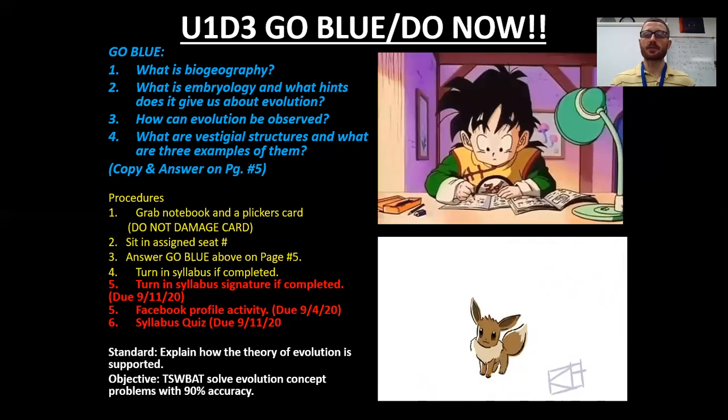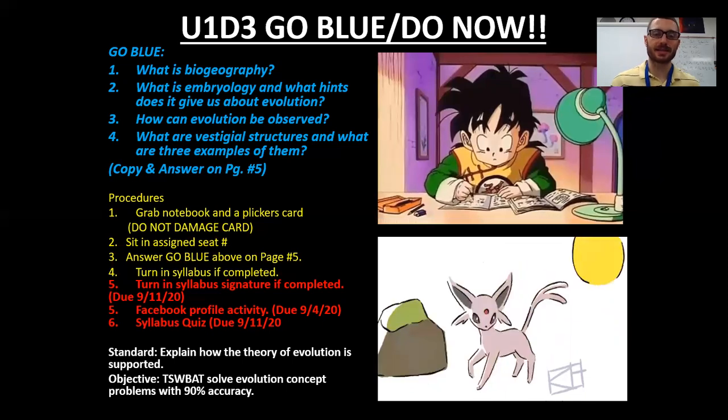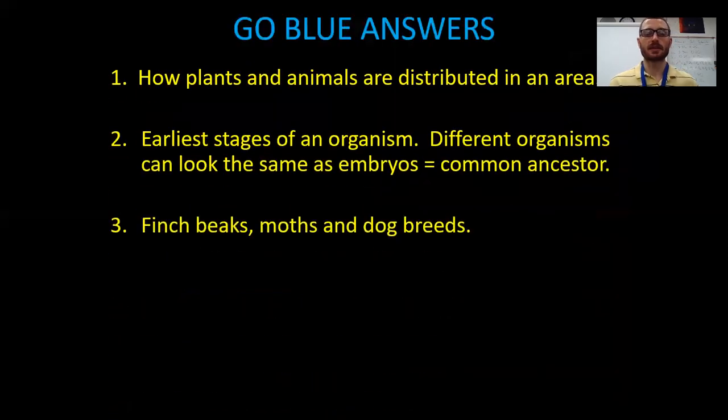3, how can evolution be observed? This was the very end of yesterday's lesson. So let's check it out. It's gonna be the finch beaks, the moths changing color, and dog breeds, right? So we can literally see evolution happen very fast through those processes. We can see, just in a few hundred years, we can evolve wolves into Chihuahuas, into German Shepherds, all those different varieties of looks and breeds of dogs. They're all the same species, okay?